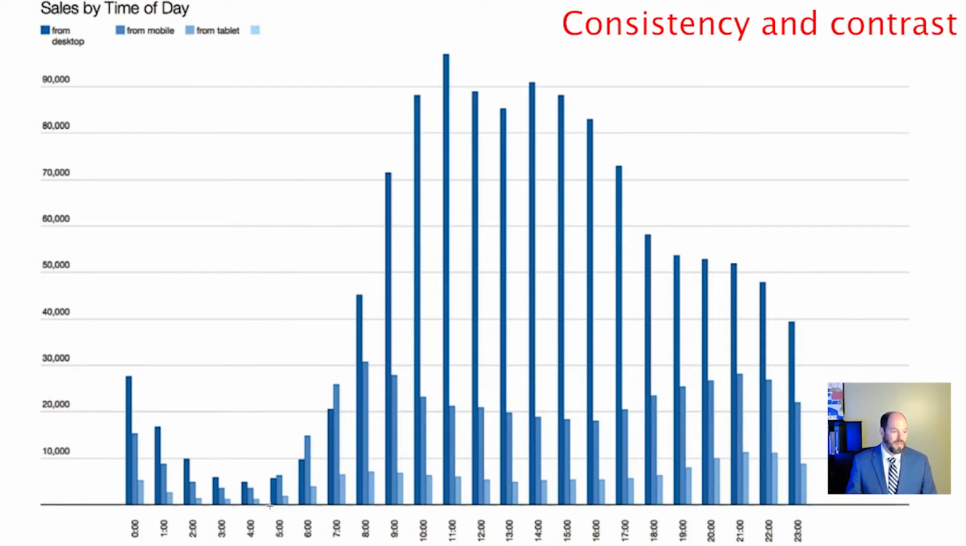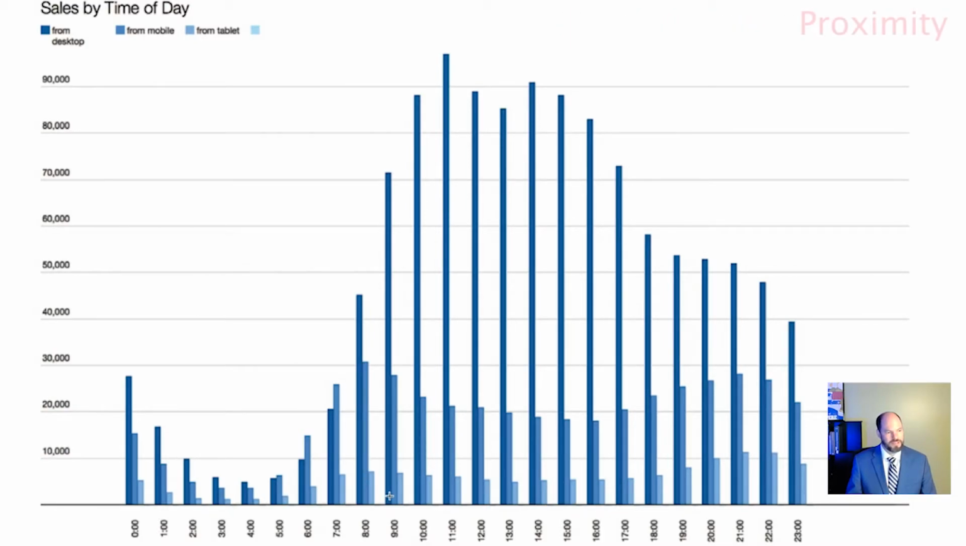If it were me, I would actually increase the contrast between the series so it's a little bit easier to tell which is which. This is a case where I think direct labeling wouldn't work. I don't need every single one of these dark bars to have "from desktop" labeled on it. But because of that, I want it to be abundantly clear which is from desktop, which is from mobile, and which is from tablet. So I would increase the contrast on these bars if it were me.